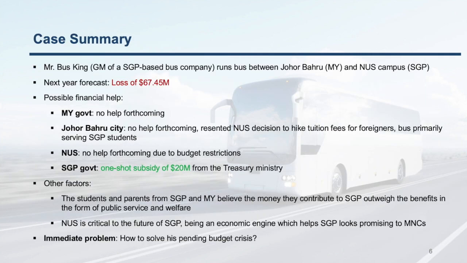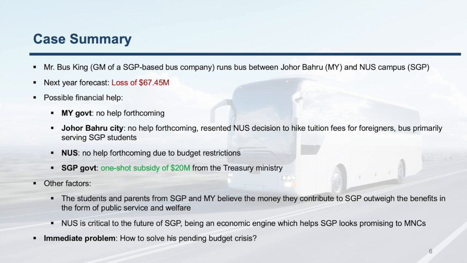So a quick summary of the case. Our case today is a bus company operating a bus transport system between Johor Bahru and NUS. For next year, they're looking at a loss of 67 plus million, and it seems that there is no other funding sources that the business can actually get in the short term, apart from one thing, which is a one-shot subsidy of 20 million from the Singapore government treasury.